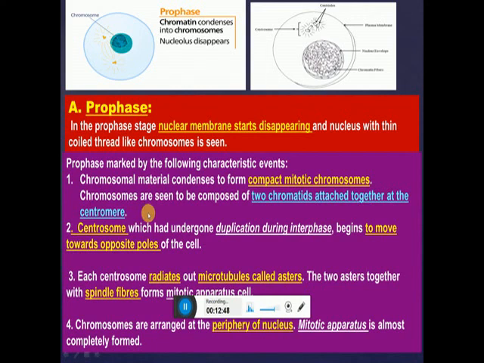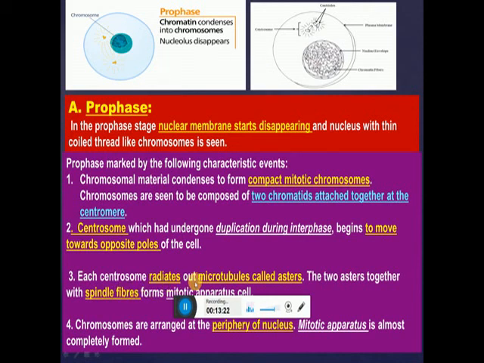The centromeres of these two chromatids get attached to each other. So they look like an X or cross due to the presence of sister chromatids together. Their centromeres are attached as they are replicated. Then the second thing: the centrosome, which had undergone duplication during the interphase, begins to move towards the opposite pole. They go away from each other toward the opposite poles. So they reach the opposite poles.